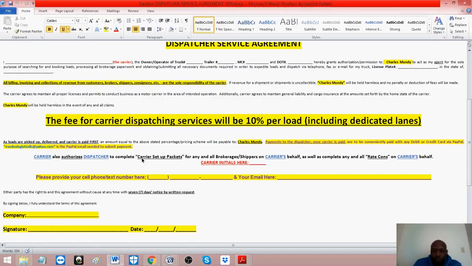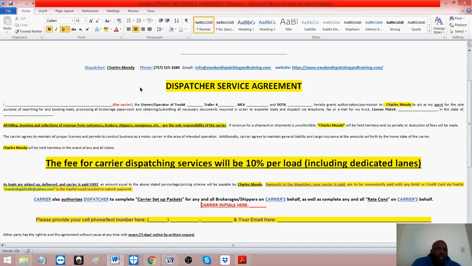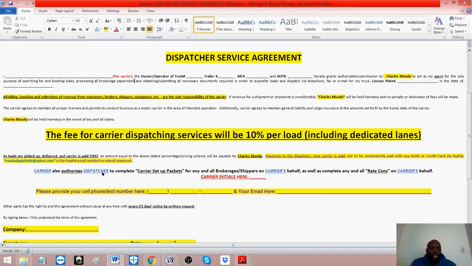So how can I get that right there, or do I have to actually redo the one in the membership for the RBB? This is mine. So what I can do, because even prior to putting this little added sentence in here, I think that statement might have held up. I'm not sure, but if the carrier's saying here, hereby grants authorization, permission to this person here to act as my agent for the sole purpose of searching for and booking loads. Okay, that's what you do as a dispatcher. Processing all brokerage paperwork. That right there should have been enough, I think. But I added this extra line.